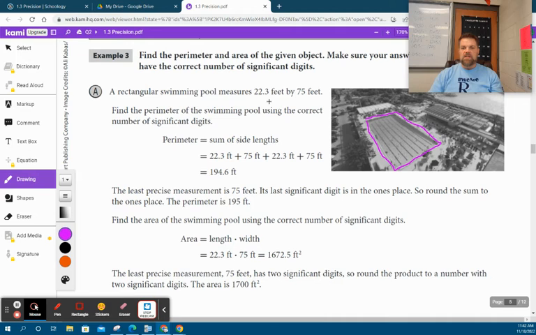All right. So they're saying that the pool measures 22.3 by 75 feet. Now this is the least precise because it only goes to the ones place, right? 75. This one goes to the tenth place, but this is the least precise. So when we go to find the perimeter, we do a bunch of adding. So I'm going to add this, this, this, and this. Now, even though this is the least precise, this is 3 significant figures.